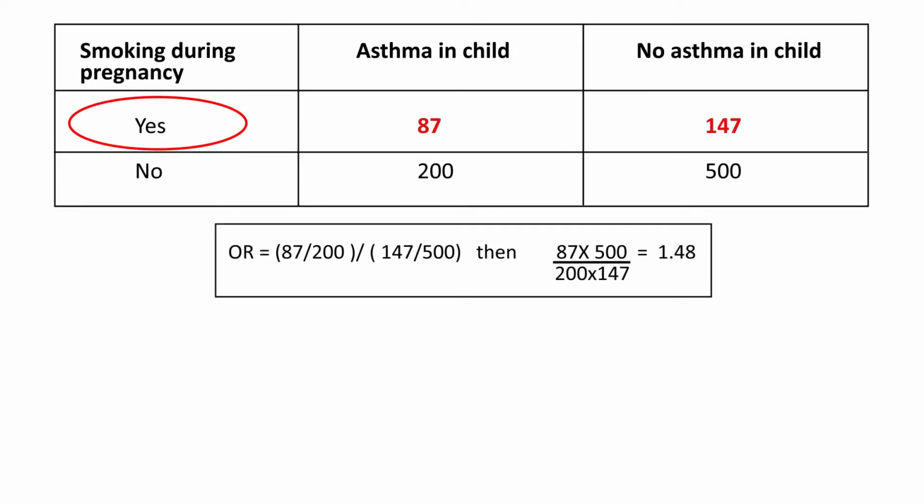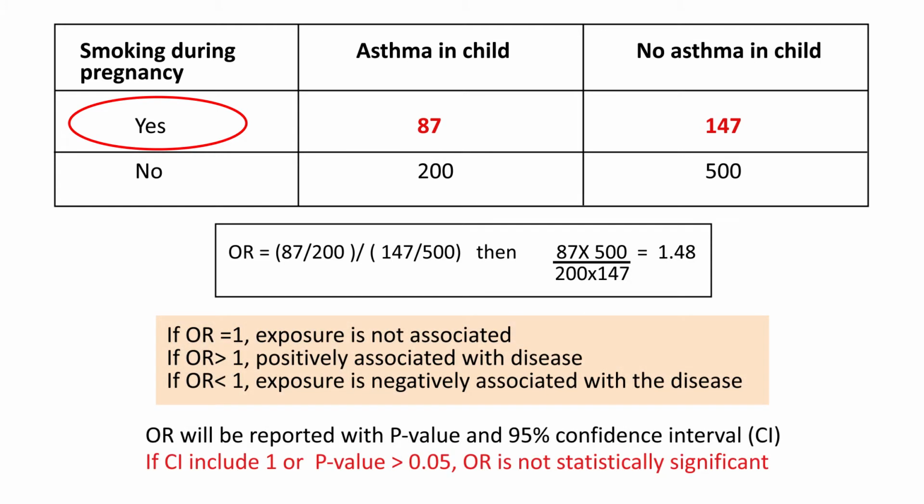Let's have a look at the odds ratio interpretation of infants born with passive smoking from maternal smoking during pregnancy on this 2x2 table. The odds ratio is 1.5. It seems that a baby exposed to passive smoking has a 50% higher chance of childhood asthma, the chronic airway hyperresponsive sickness. If the odds ratio is equal to 1, exposure is not associated. If the odds ratio is more than 1, it is positively associated with the disease. But if it is less than 1, the exposure is negatively associated with the disease.